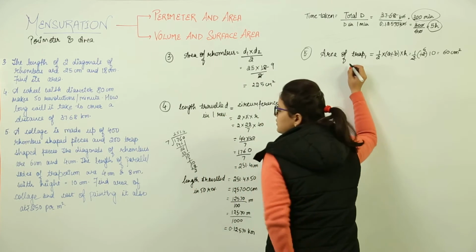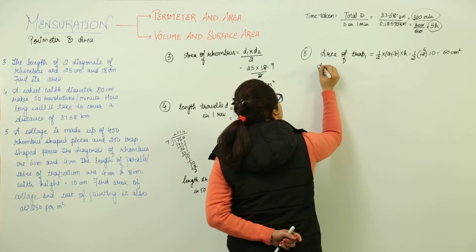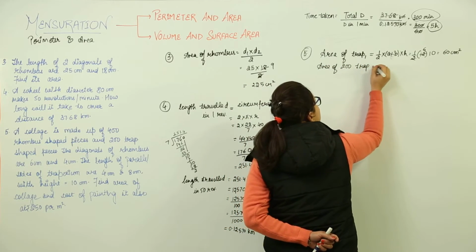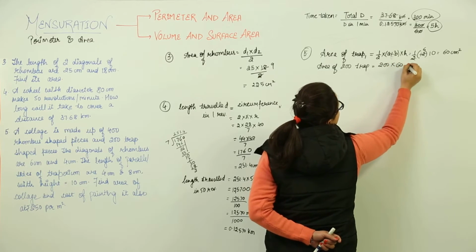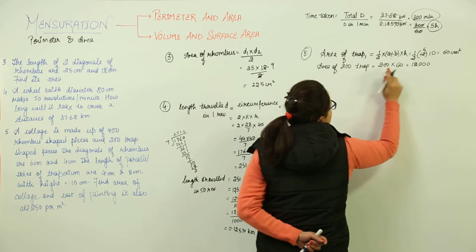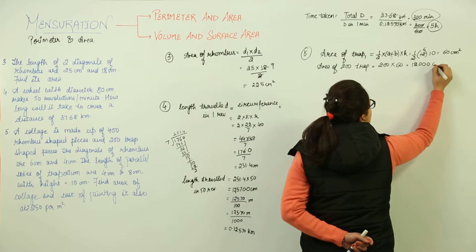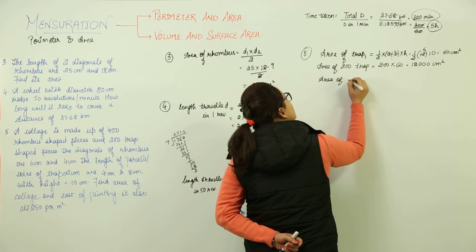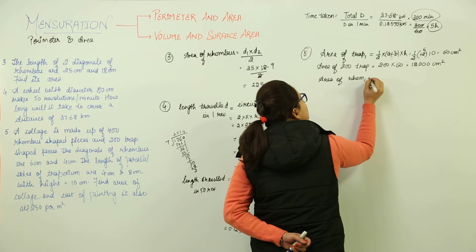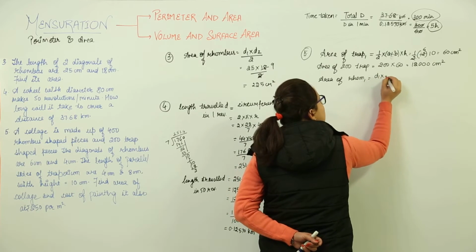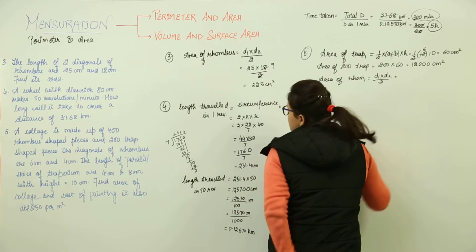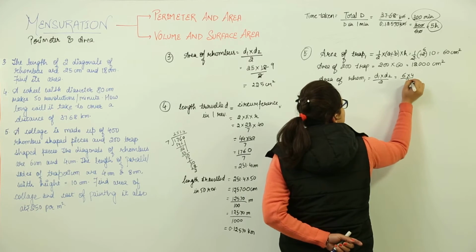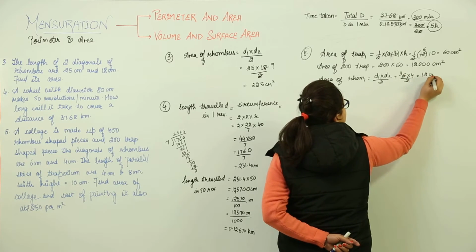Now how many trapeziums do we have? We have 200 trapeziums. So we write area of 200 trapeziums would be equal to 200 into 60, that is equal to 12,000 centimeter square. Similarly, we will find the area of the rhombus. Area of one rhombus will be equal to diagonal 1 into diagonal 2 over 2, which is equal to 6 into 4 upon 2. This gets cancelled. 3 4s are 12 centimeters square.